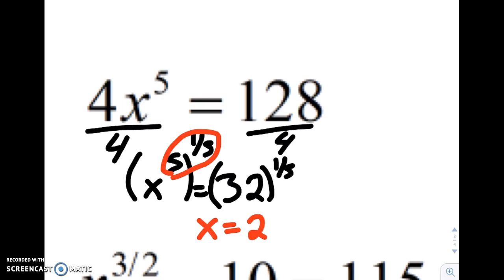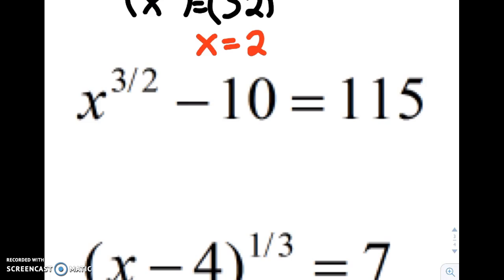You do want to recall, though, that if this is an even exponent, just like when you take a square root, plus or minus, since this is odd, we don't need to worry about the plus or minus. The answer has to be positive 2. The answer of negative 2 is not a solution. That would yield us a negative 32.